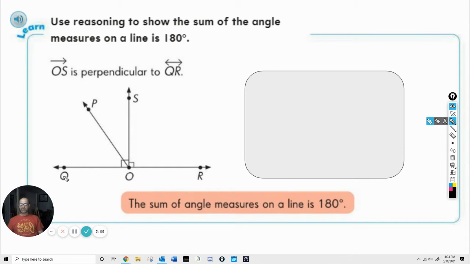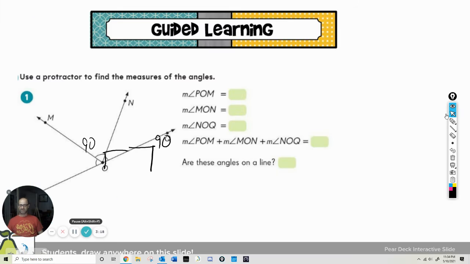So if OS and QR are perpendicular, I know that is a right angle. And I know that is a right angle. That's an easy puzzle.